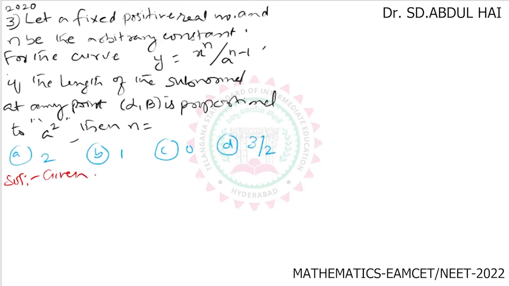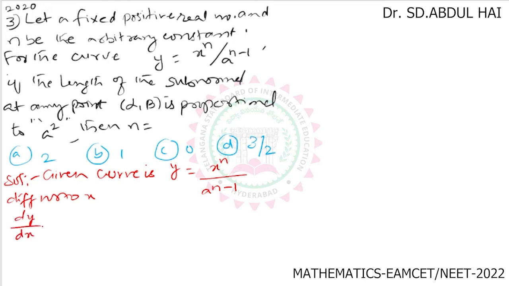So the given curve is y is equal to x power of n divided by a power of n minus 1. Differentiating with respect to x, what I am getting is dy by dx is equal to n x power of n minus 1 whole divided by a power of n minus 1, which will remain constant, so it remains as it is, isn't it?